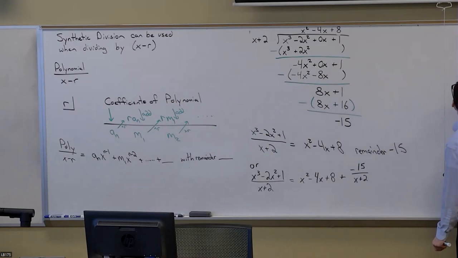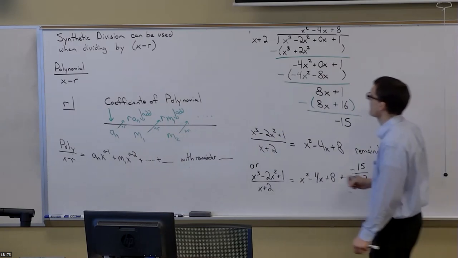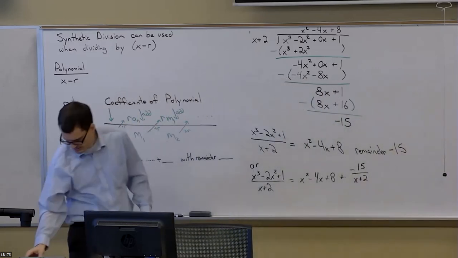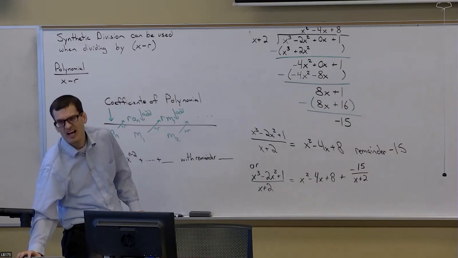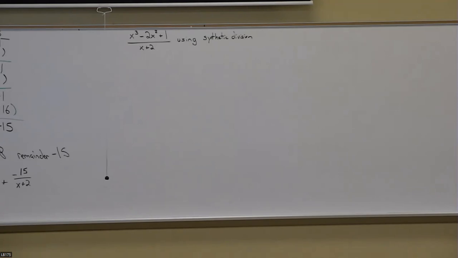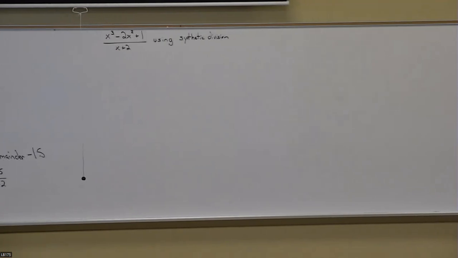We had x to the third minus 2x squared plus 1 divided by x plus 2. And we're going to divide that using synthetic division. All right. So that same problem I'm going to do now with synthetic division that I had on the board.